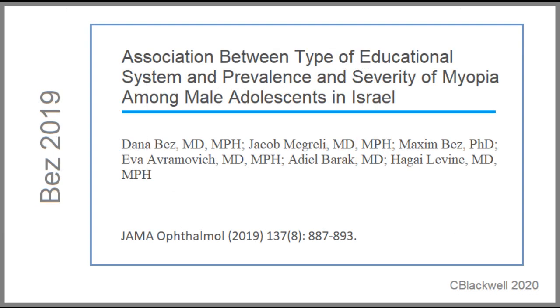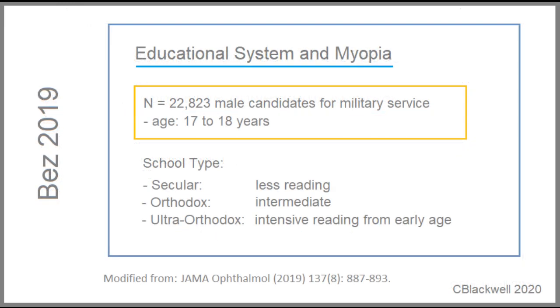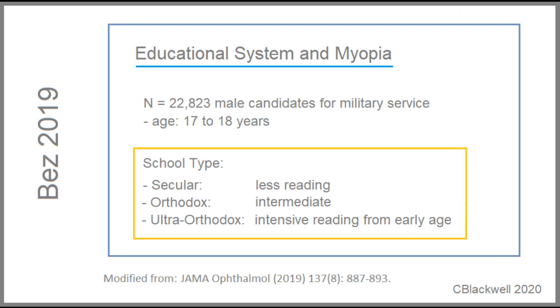A similar study on this theme was done in Israel. They studied 22,000 male recruits for military service. The school system in Israel is divided into levels which require different amounts of intensity and near work, with ultra-Orthodox schools requiring the heaviest reading/studying load from an early age.